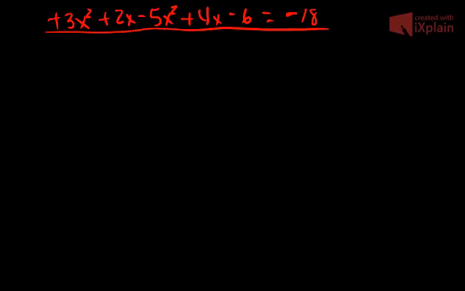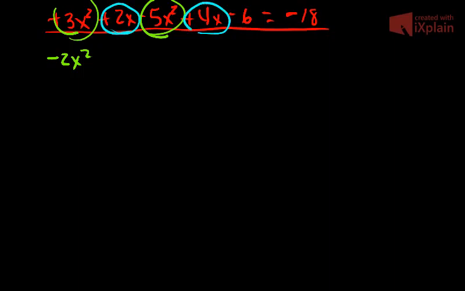We have to get it in the proper format, because if we don't, we cannot use our handy dandy quadratic equation. So let's simplify. I've got a positive 3x squared and a negative 5x squared, which turns out to be a minus 2x squared. And we have a positive 2x and a positive 4x, which gives us a positive 6x. And then last but not least, we have a minus 6 on this side and a minus 18 on this side.